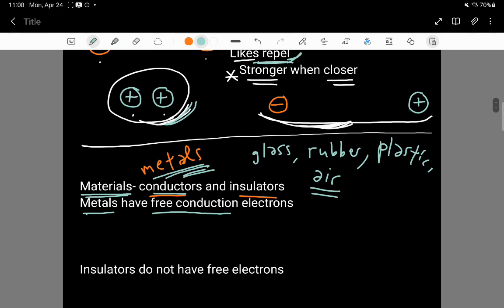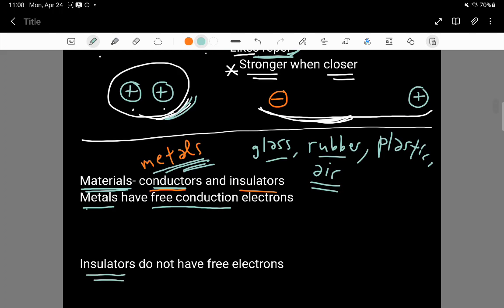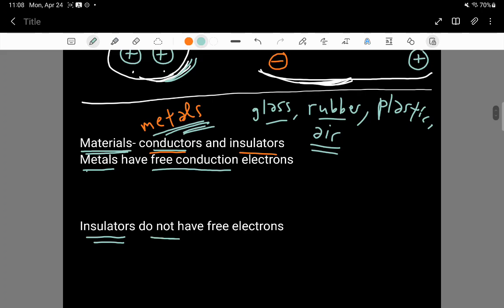That's really different from an insulator type material like glass or rubber or air. Those materials do not have these so-called free conduction electrons. That doesn't mean the electrons can't move. They can move a little bit, but they can't move as wide-ranging as what happens in metallic objects.